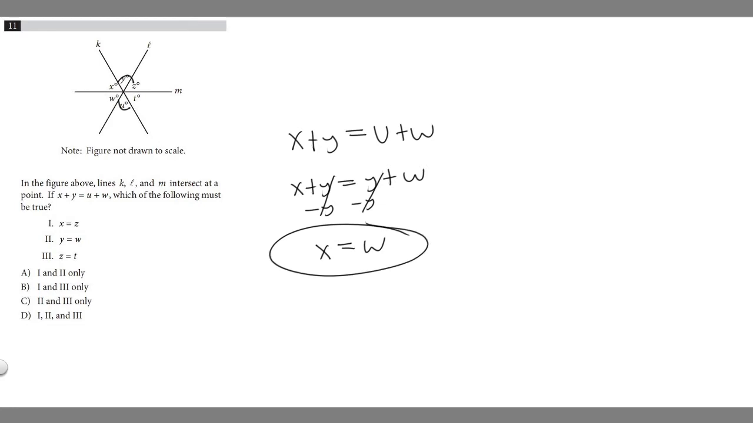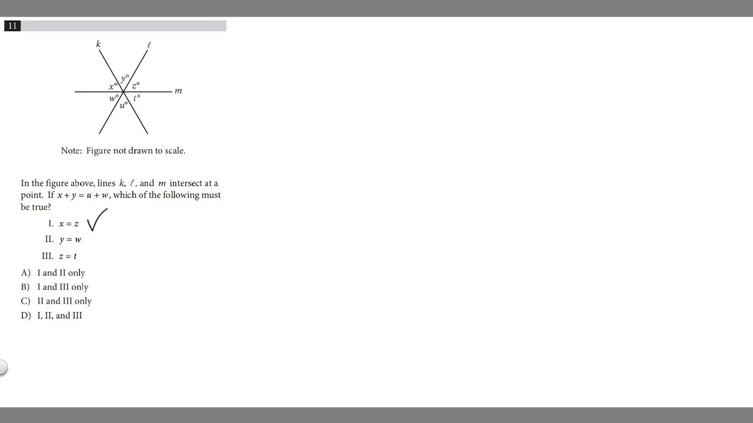And what you should also notice is that w and z are also vertical angles. Just in the same way y and u were, these are the same because they're across from each other. So w is going to be equal to z, and we can replace w with z. If we do that, x is going to be equal to z. That's basically what the first one is asking, x equals z, and based off what we found, it holds up. So the first one is correct.